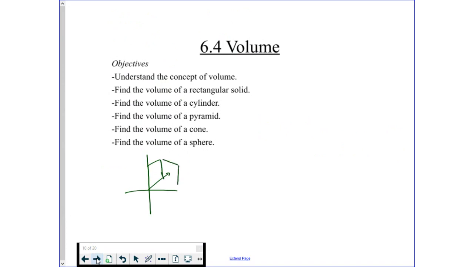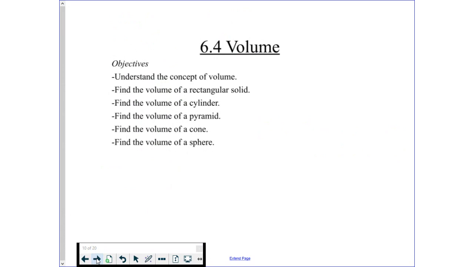Okay. For example, if you have a... so it is the space occupied by a geometric figure in 3 dimensions, not only 2 dimensions, in 3 dimensions. Okay, that's what we are going to look at.